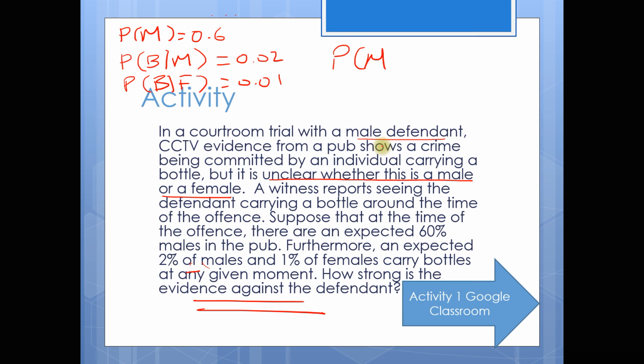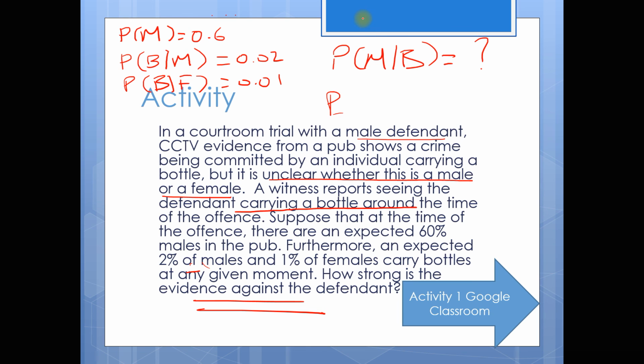We are talking about the defendant who committed a crime, and by carrying an individual, we know that the person who committed the crime was carrying a bottle. So we need to evaluate the probability that this defendant, given he was carrying a bottle, what is it? If it is high, then there is strong evidence against the defendant, because we know that the defendant was carrying a bottle. So we have to take this into consideration. I can't just evaluate the probability of M. That would not make any sense, because we have information that he was carrying a bottle. So what is the probability that he is a male given he is carrying a bottle?